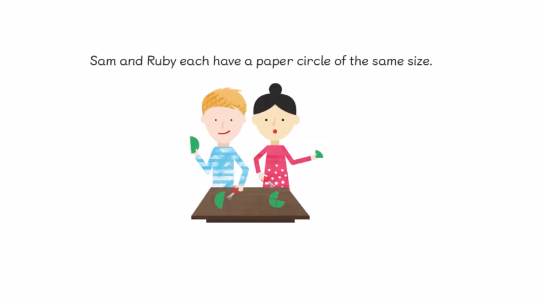Here are 2 of our friends from Maths No Problem, Sam and Ruby. Sam and Ruby each have a paper circle of the same size, just like you should have in front of you, or paper squares of the same size.